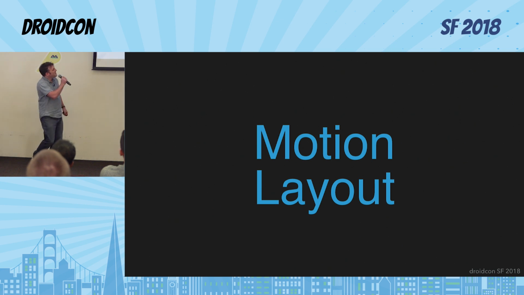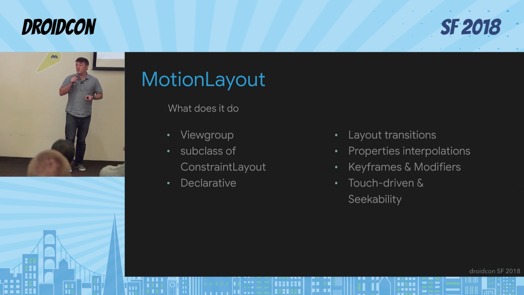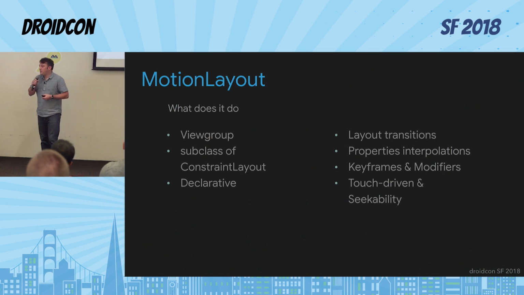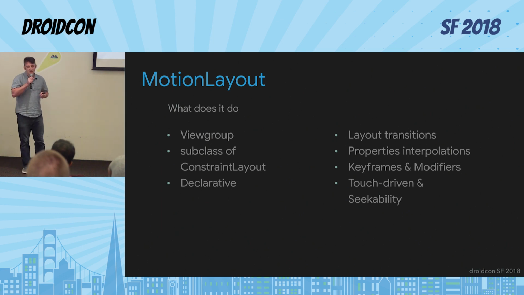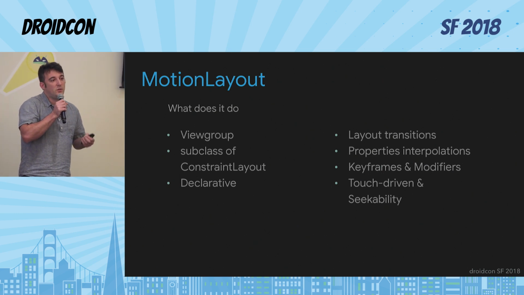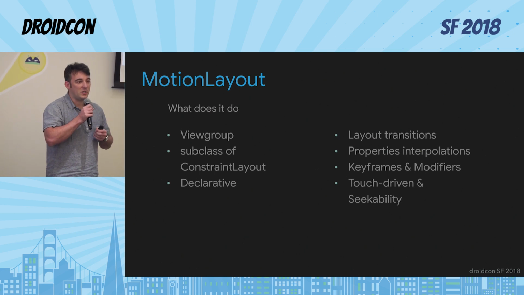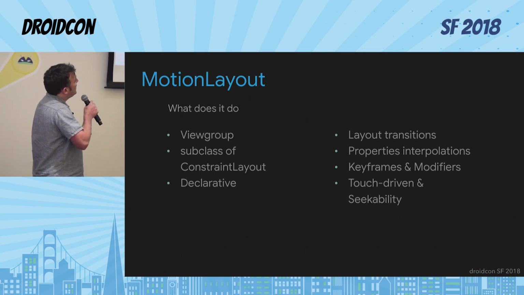Let me quickly go over an overview of MotionLayout. Essentially, MotionLayout is a subclass of ConstraintLayout, which is why we've been talking about ConstraintLayout so far, because you do need to know ConstraintLayout. It's a view group. That means that there is some type of animation you may not be able to do with MotionLayout, but we do think that a large segment of the animation space can be done this way.